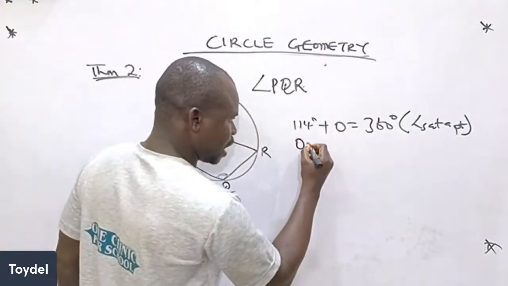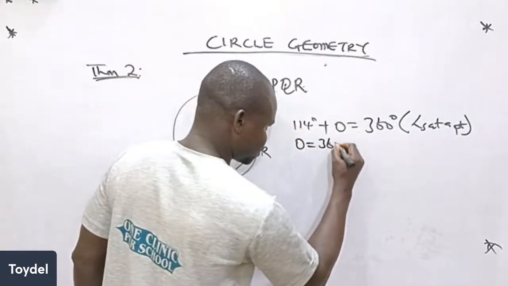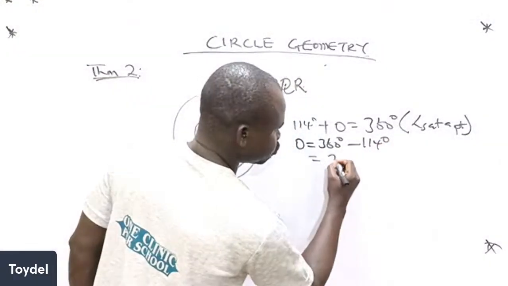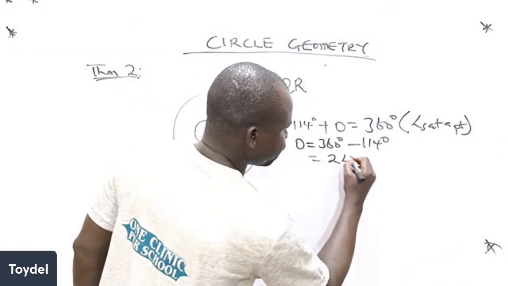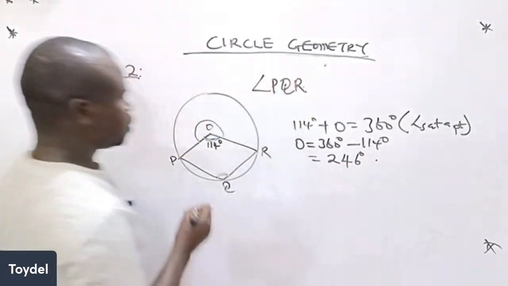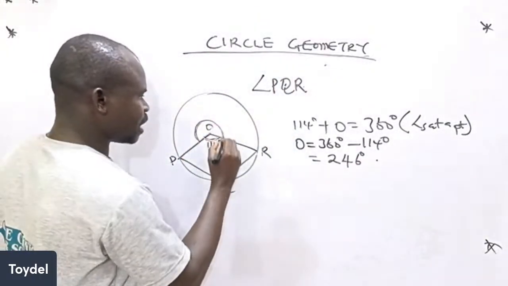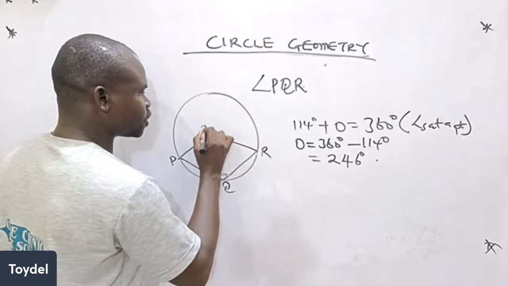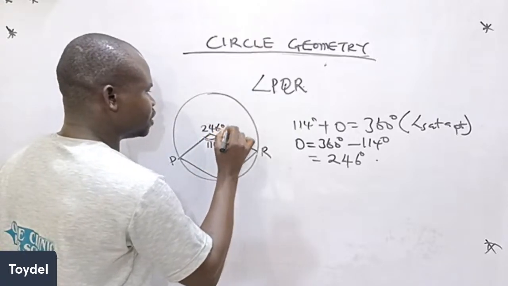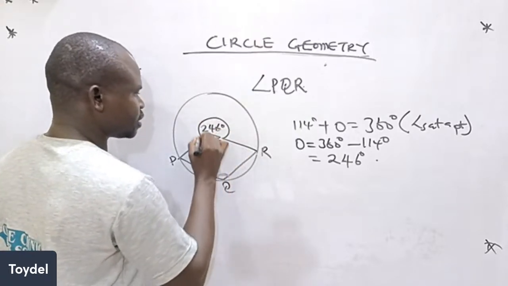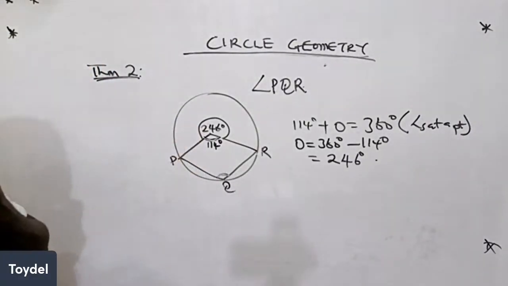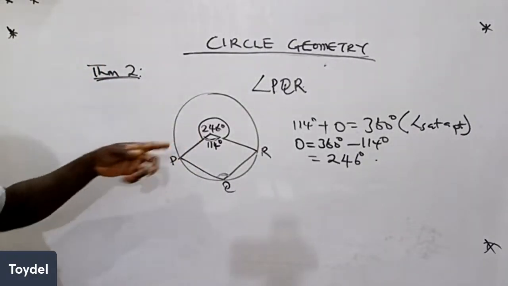So the point O now, the angle will now be 360 minus 114. Then that's going to give us 246 degrees. So the upper angle here is 246 degrees. If you have the two angles together, you must get 360 because that is the theorem. Angle at a point is 360.